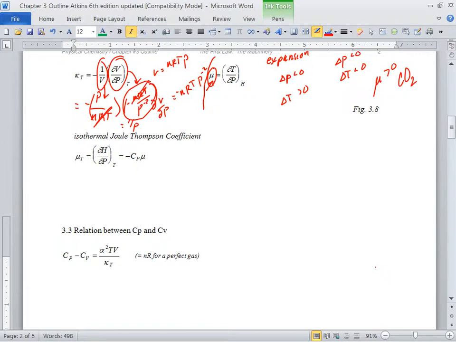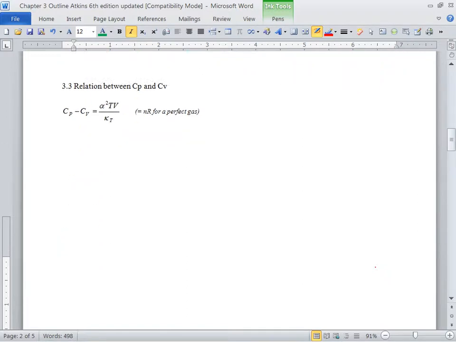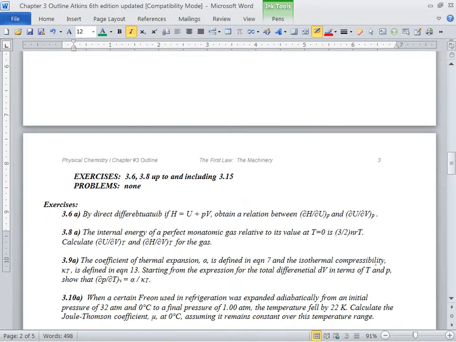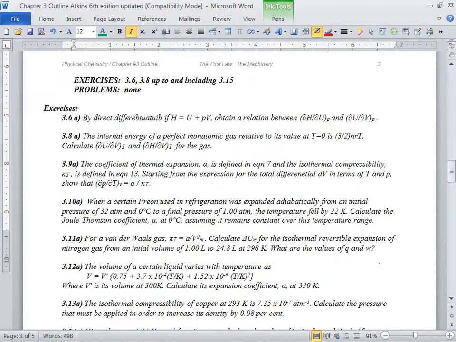So there's some relations here, and I say we just go ahead and jump into the homework. But I want to jump to 310 first, because it's a common problem here. 310, then I want to jump down to 313 and do these first.